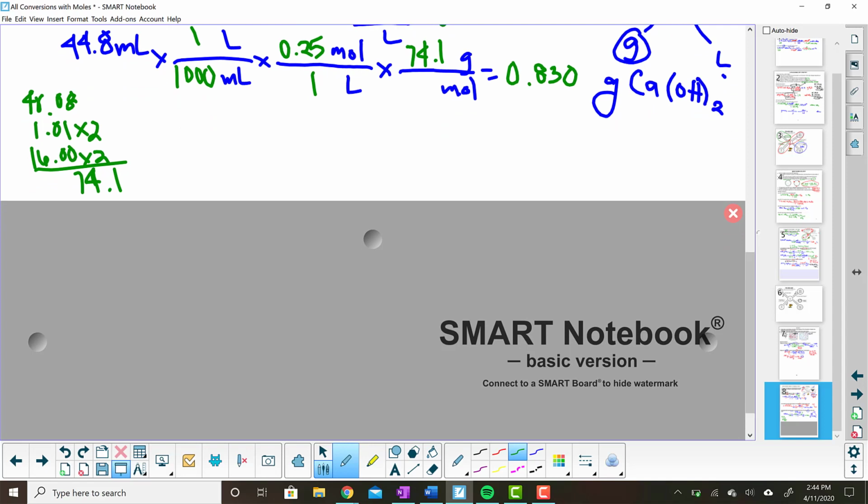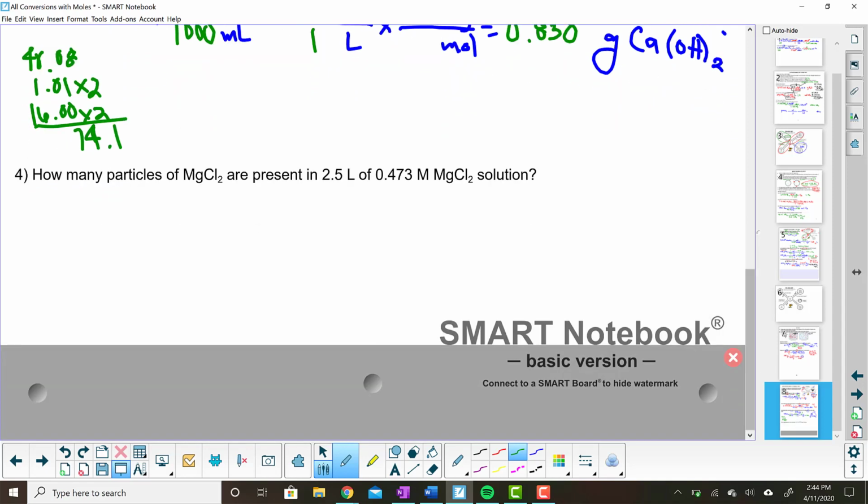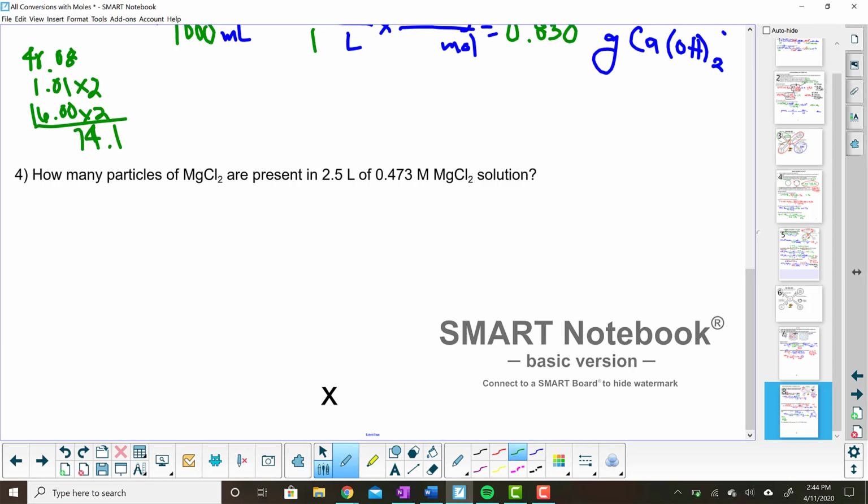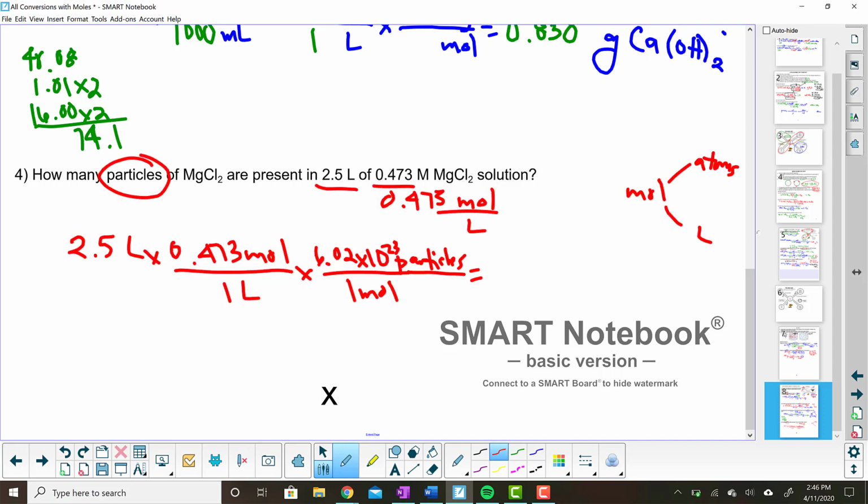I've got one more problem for you guys. On this one, I want to see if you guys can solve this on your own, so go ahead and pause the video, and then I'm going to show all the work, and then you just need to see if your answer matches mine. Hopefully you got this far with your setup. Now to solve, we just multiply across the top, and our final answer with correct sig figs is 7.1 times 10 to the 23rd particles of MgCl2.